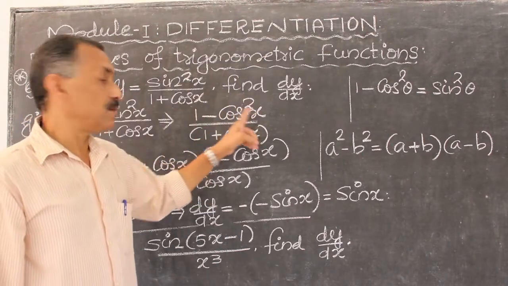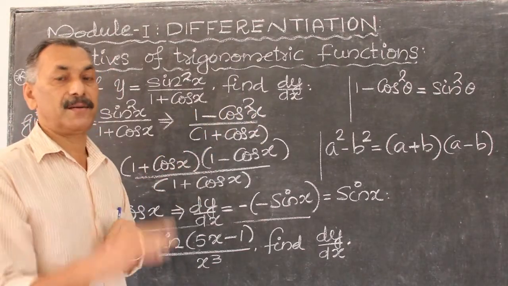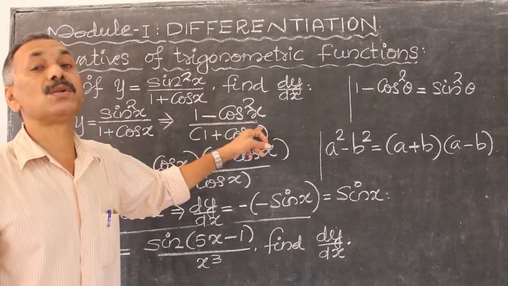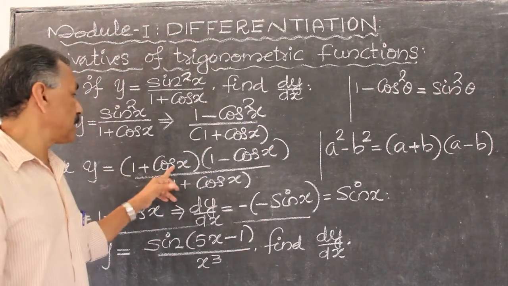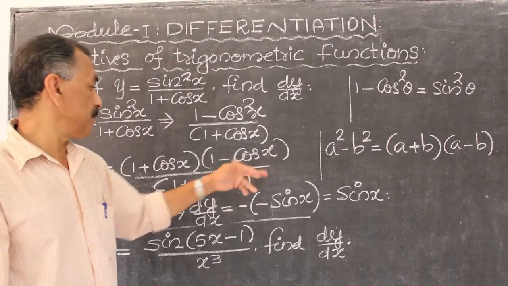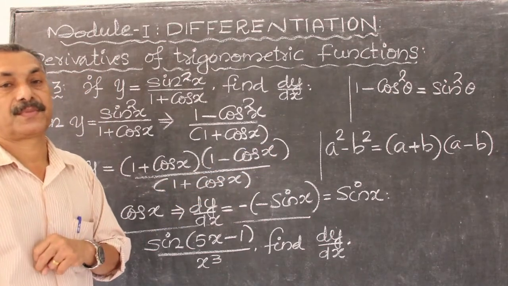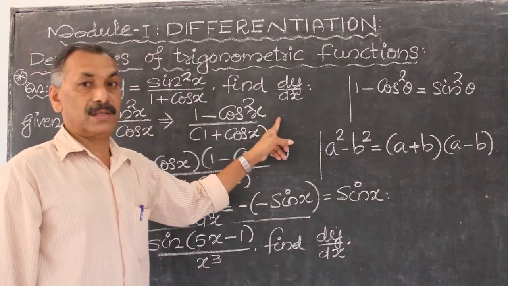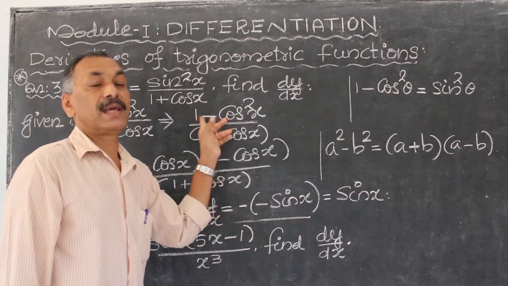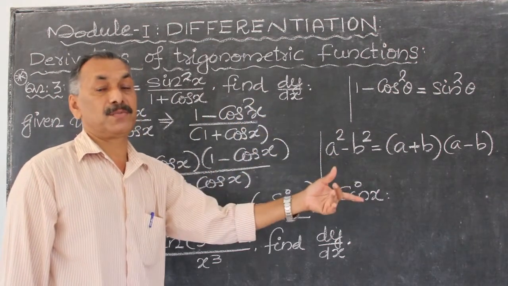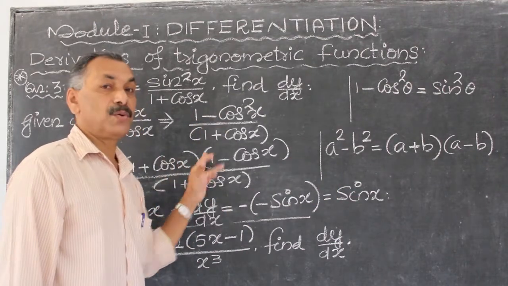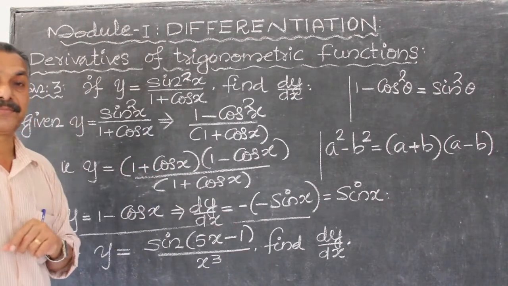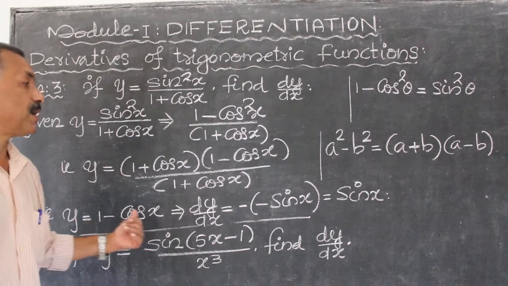1 square minus cos square x, a square minus b square, where a is equal to 1, b is equal to cos x. That is equal to a plus b, 1 plus cos x, into a minus b, 1 minus cos x, divided by 1 plus cos x. This is in the form a square minus b square, and a square minus b square is equal to a plus b into a minus b. That is 1 plus cos x into 1 minus cos x divided by 1 plus cos x. Then 1 plus cos x cancel. That is y is equal to 1 minus cos x.